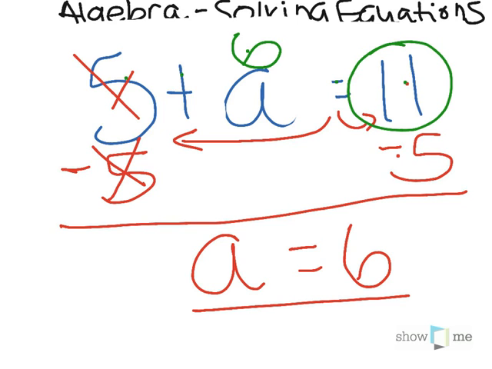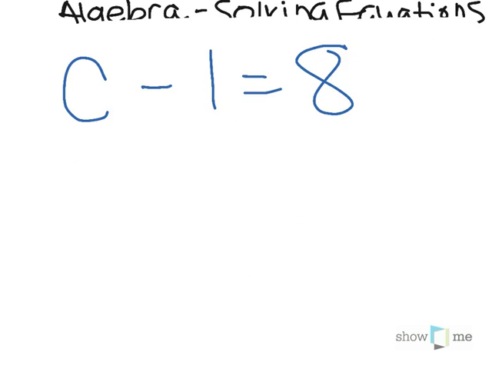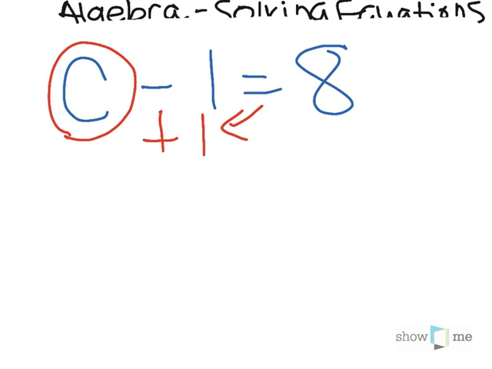Okay, let's see if we can apply what we've just learned to subtraction. Now I've got the equation c minus 1 equals 8. I need to solve again for c. So I need to do the inverse operation. Right now, c has a minus 1. The inverse operation would be plus 1. If I do it to this side of the equal sign, I must do it to this side of the equal sign.